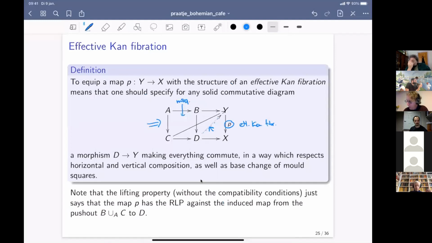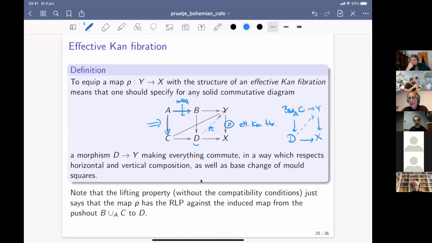So I can take the pushout of these two maps over here. Then I get a map from B pushout over A, C. And this induces a certain map to D by the universal property of the pushout. And then this solid data is the same thing as a square like this. And this dotted arrow is the same information as just a solution here. So this lifting problem against the square is the same lifting problem against this inscribed map from the pushout down to D.